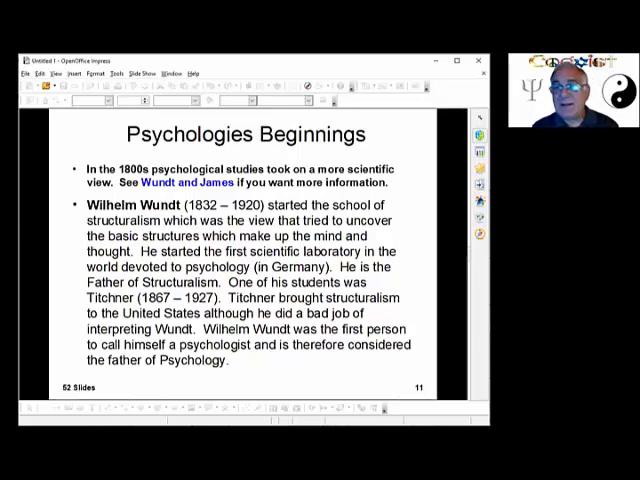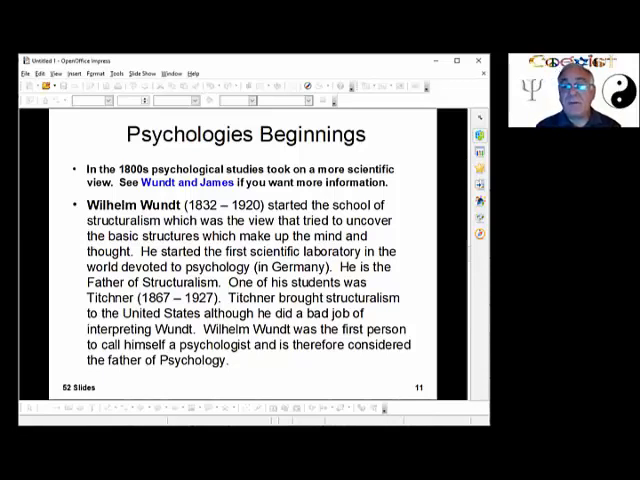Since he was from England, he knew English, and he also studied in Germany, so he knew German. He brought structuralism to the United States through his translation from German to English, and rather than going back to England, he came to the United States. He did a really bad job of the interpretation from German to English, but it was enough to get people in the United States excited about the fact that psychology could be a science rather than a philosophy.